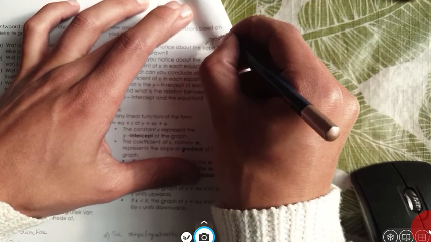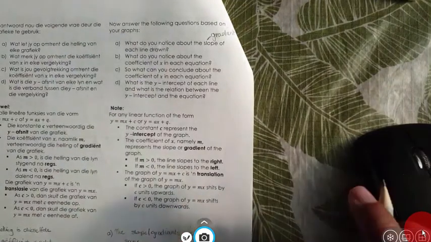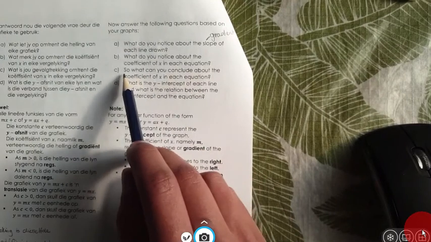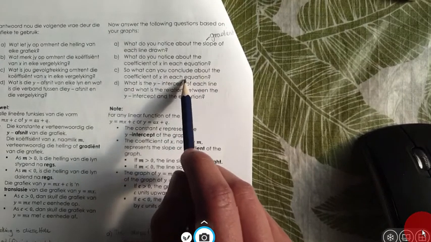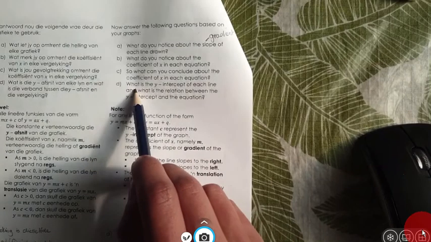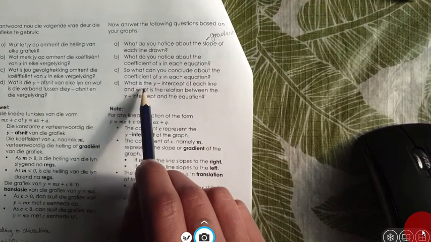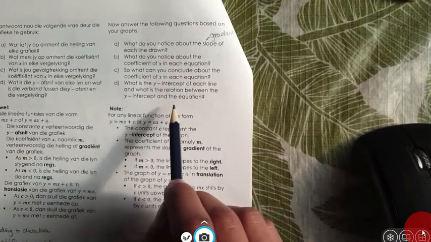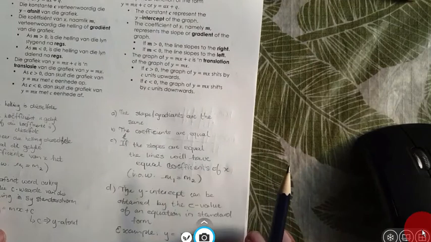Alright, just put in there gradient of the line. And then number B, what do you notice about the coefficient of x in each equation? And then number C, what can you conclude about the coefficient of x in each of the equations? And then number D, in each equation, what is the y-intercept of each line and what is the relation between the y-intercept and the equation? Alright, so that is the few stuff that we have there.